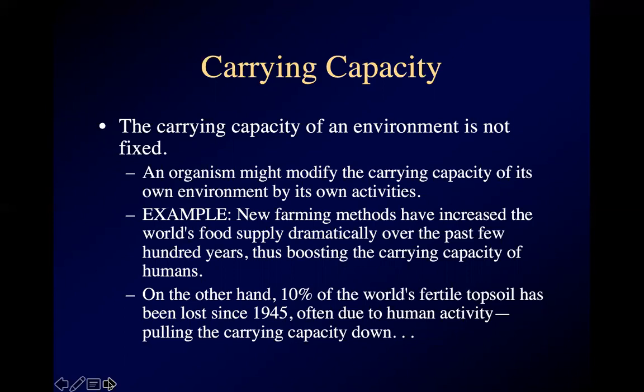But humans are far and away the best at modifying the carrying capacity of their own environments. In what's called the Green Revolution, over the past few hundred years, but specifically the Green Revolution took place since the 1960s, new farming methods and improved crops, often by artificial selection, if you remember that, have increased the world food supply dramatically over the past few hundred years. And this is one reason why the Earth's population has grown large. Humans are actually able to do things that increase the carrying capacity of the human population in most parts of the world. Everything from artificial fertilizers to high yield, pest resistant, genetically modified crops.